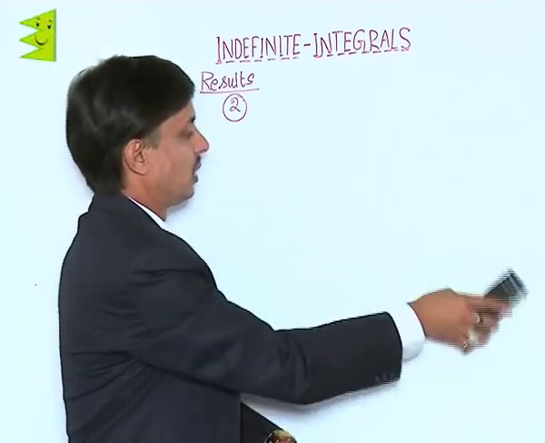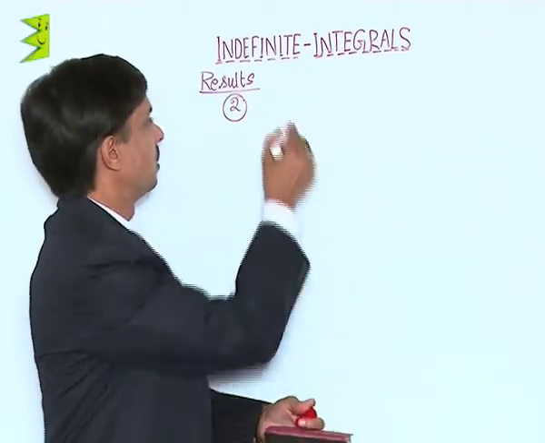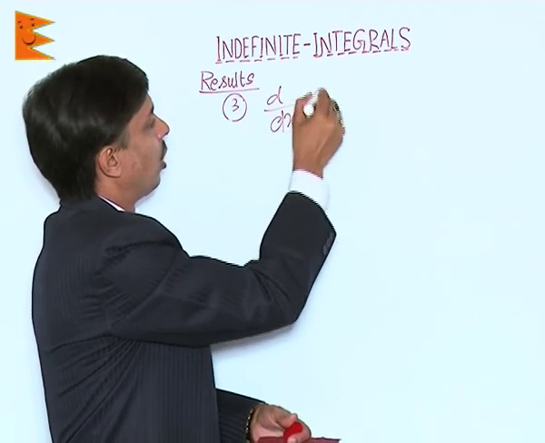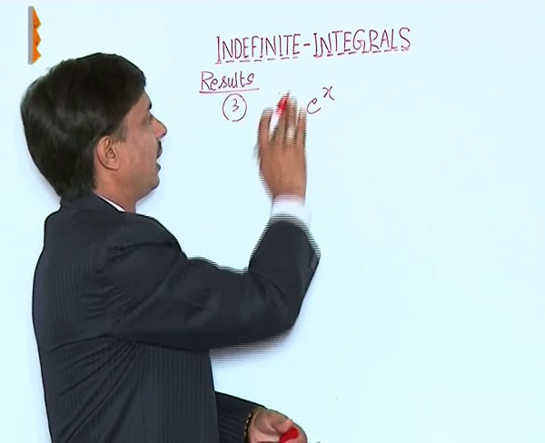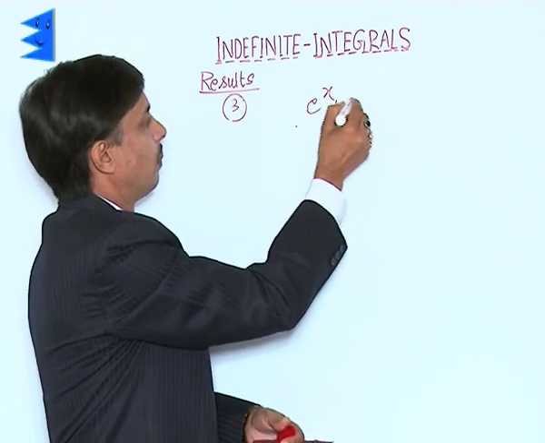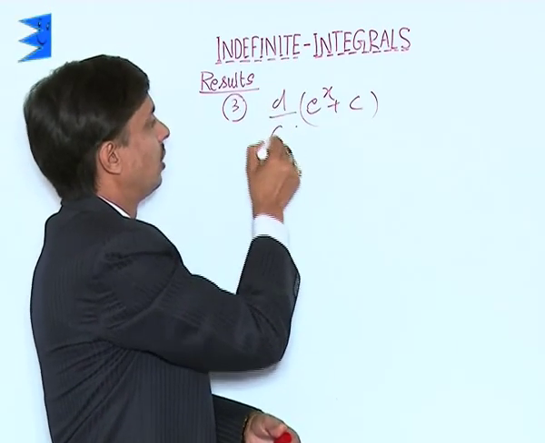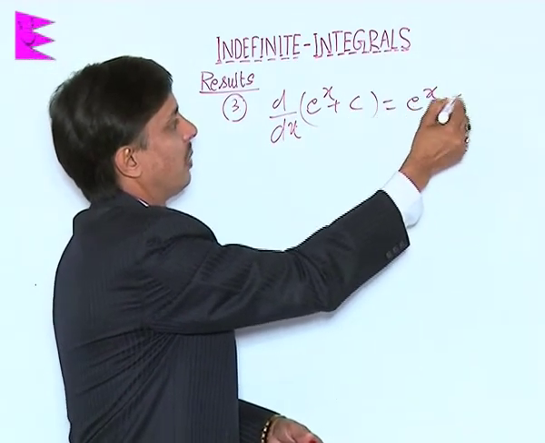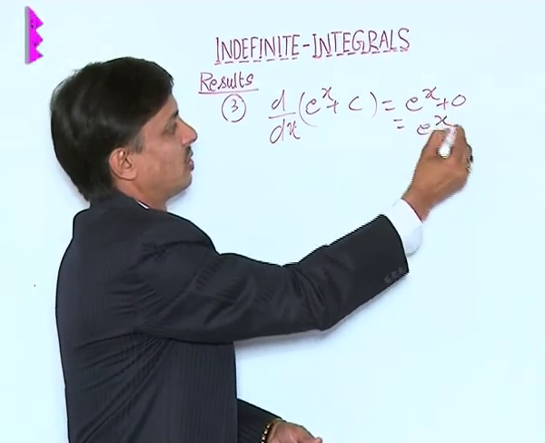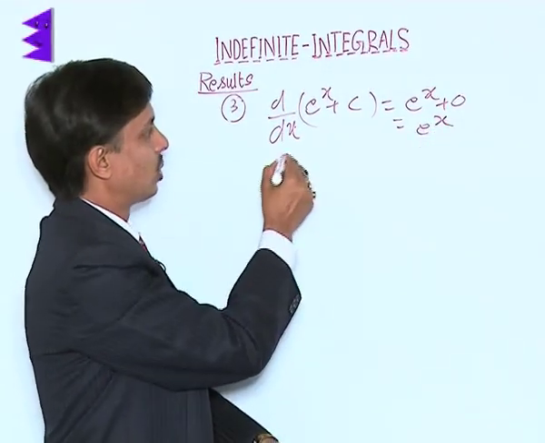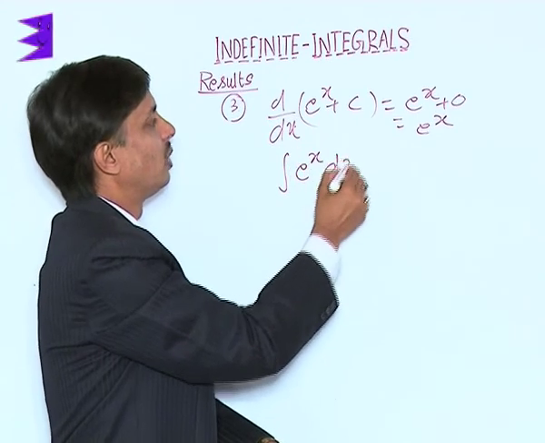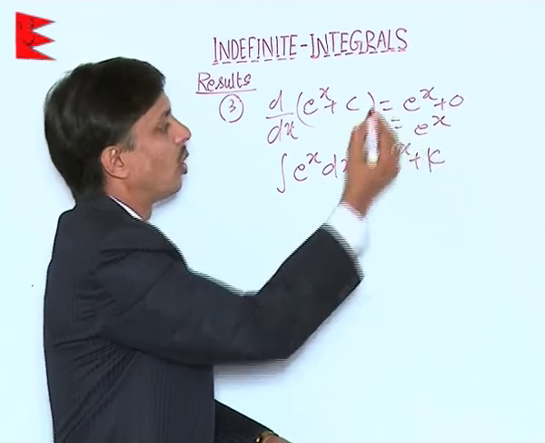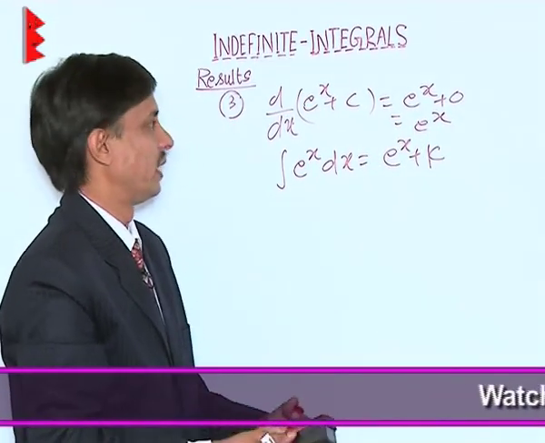Now I am taking the next result. The third result is about the derivative of e to the power x. The derivative d upon dx of e to the power x plus some constant is e to the power x plus 0, or we can say only e to the power x. So the antiderivative of e to the power x is e to the power x plus any constant c or k, whatever you want to write.